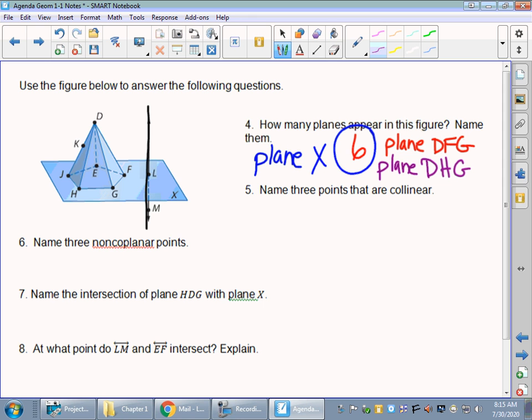L also happens to be on plane X. But if I look at this line over here, it doesn't have arrows at each end because it's a part of a figure, but we're still going to call it a line. So D, K, and J are collinear points. Notice I named those with capital letters because they are points. So watch for those kinds of things.